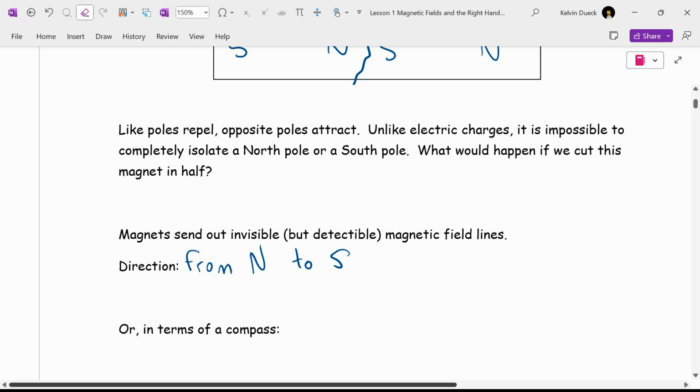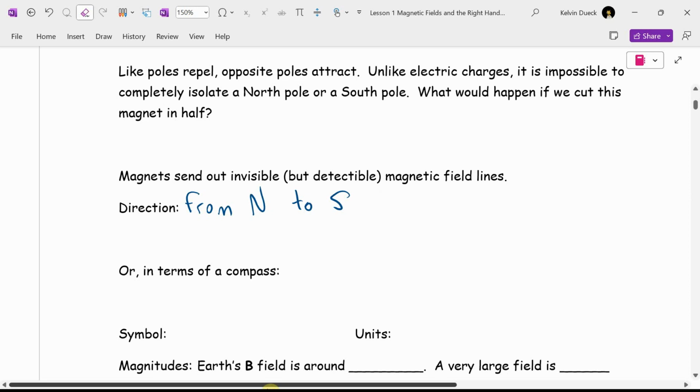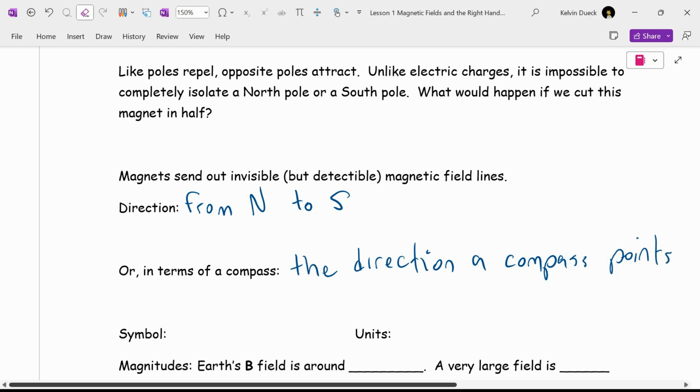Or if you happen to have a compass handy, it's the direction a compass points. Compasses point south. Wait a minute, Mr. Dueck. I have a compass, and I believe it points north. No, compasses point in the direction of the magnetic field, and magnetic field lines go from north to south. Compasses point south.